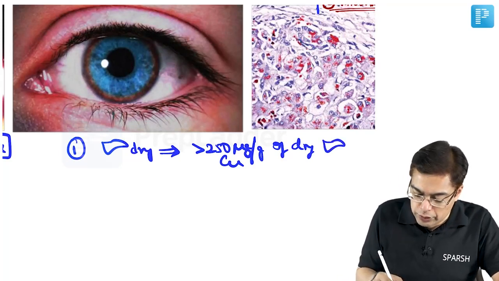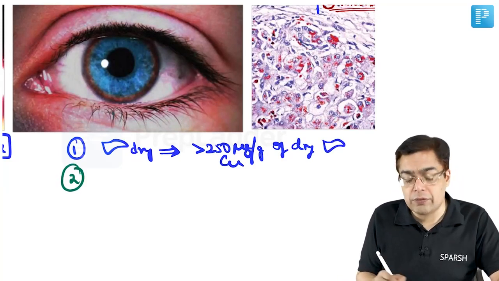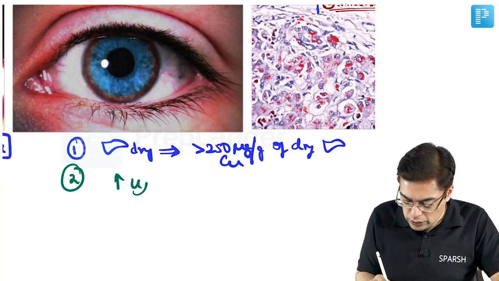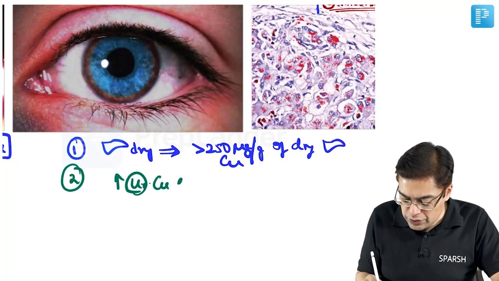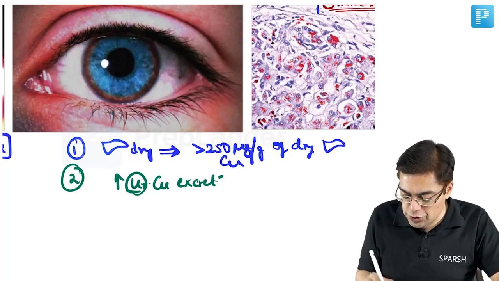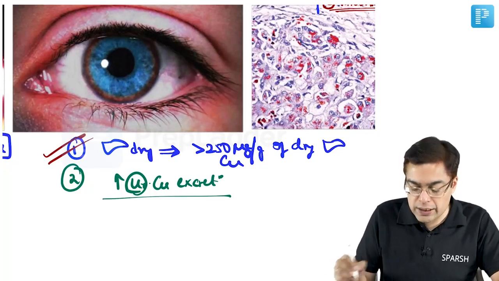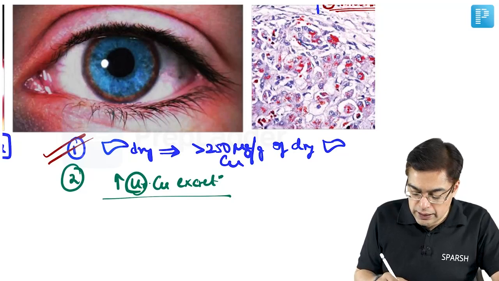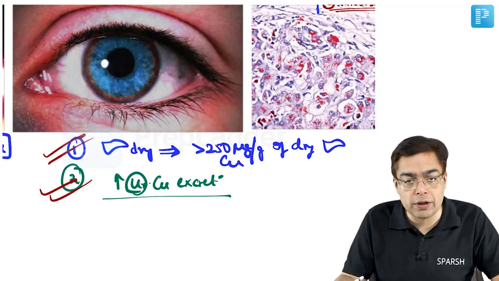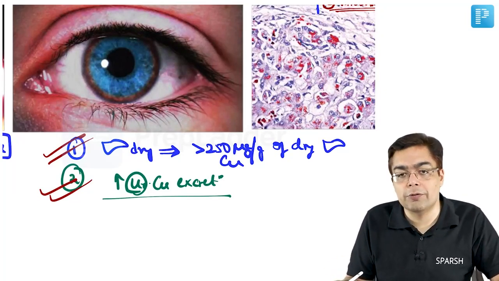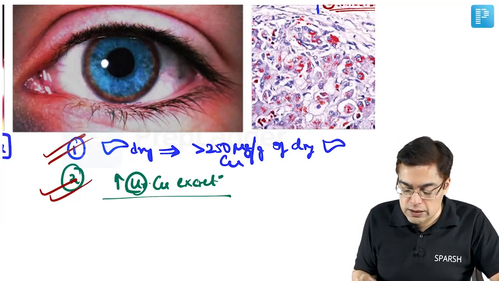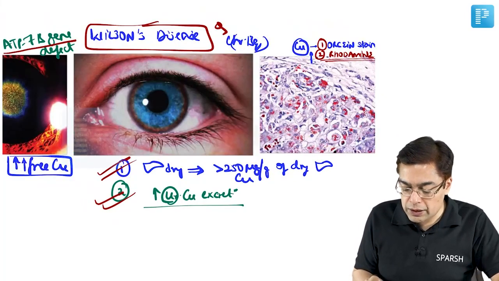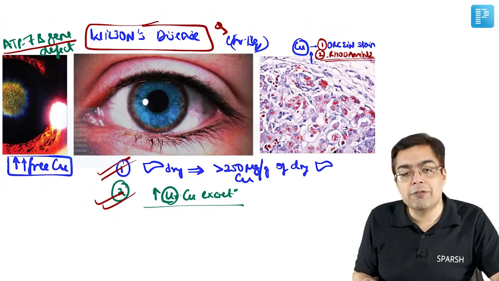Fact number 2: when we are talking about the most confirmatory investigation, that is dependent upon showing the presence of an extra amount of urinary copper excretion. So the initial one is an example of a sensitive test, whereas an extra amount of copper being excreted in the urine of an individual is an example of a very confirmatory test so far as Wilson's disease is concerned.